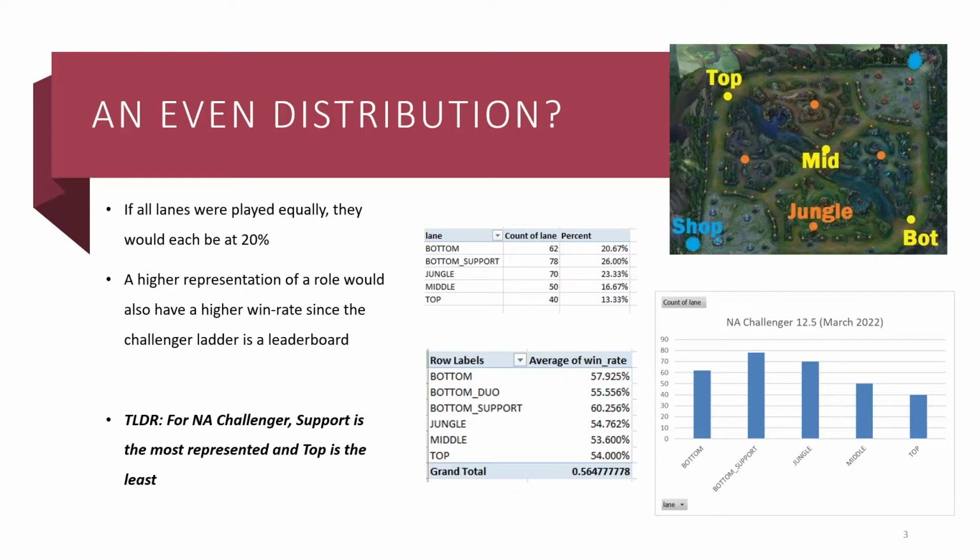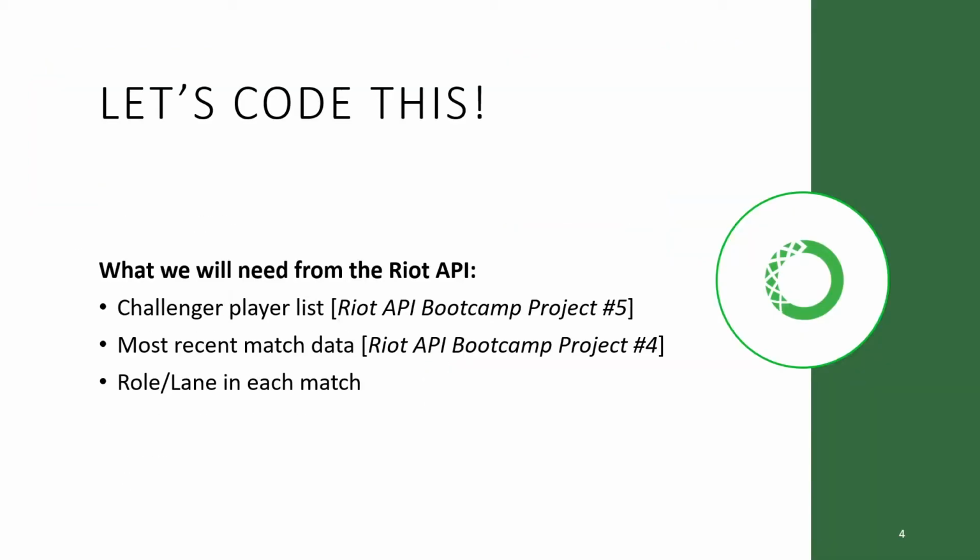From the data that we're going to be going through, coding up and working with, we can see at least at this time, on patch 12.5 in NA Challenger, support is the most represented at 26%, and top is the least represented at 13.33%, which is pretty low, because remember, if they're played equally, it would be at 20%. So if you're here for the stats, here's the stats. Let's talk about how to code this.